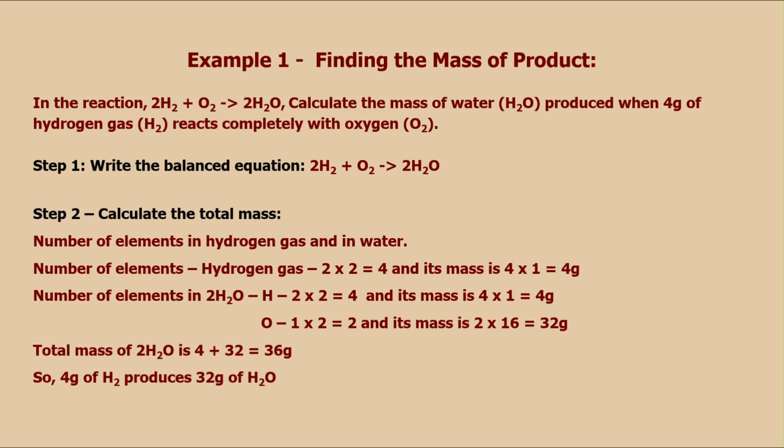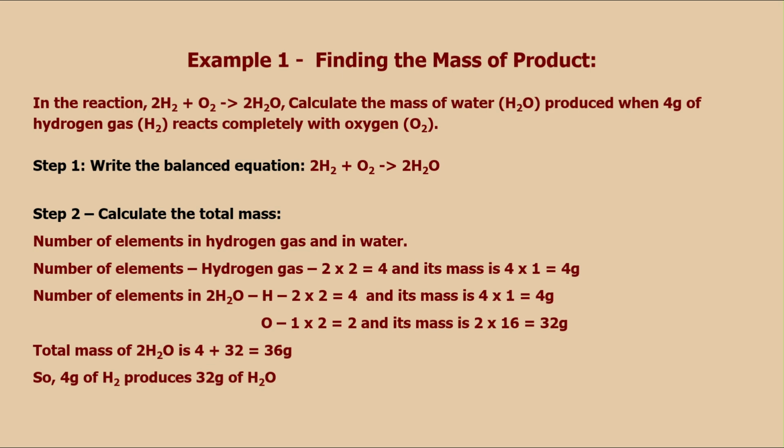Step 2. Calculate the total mass. Find the total mass of the element or elements and the product or products by using the relative formula mass. Number of elements in hydrogen gas and in water. Number of elements, hydrogen gas H2. 2 times 2 is equal to 4 and its mass is 4 times 1 is equal to 4 grams.